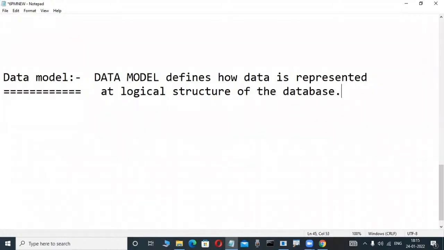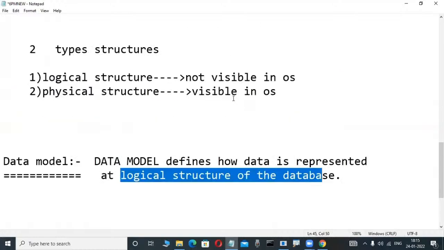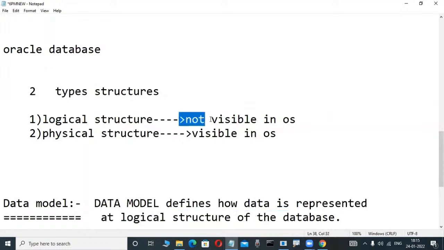And now check it out. Observe here. What is logical structure? In previous classes, I told you, a structure which is not visible in the operating system is called a logical structure. Or maybe you are creating a table, that is not visible in the operating system, but that structure is visible in a database or not.